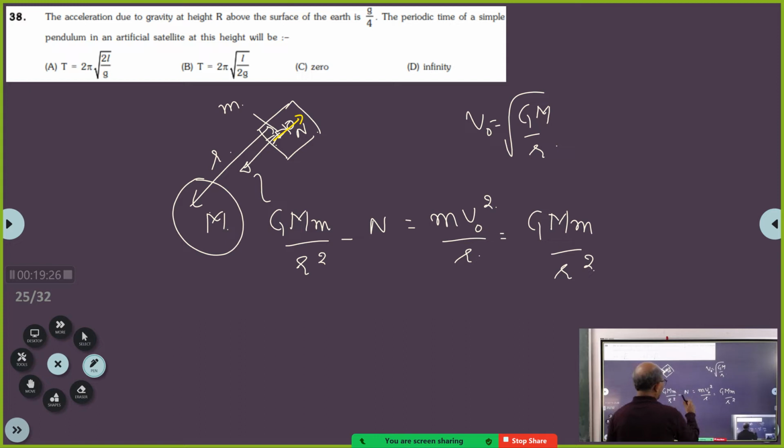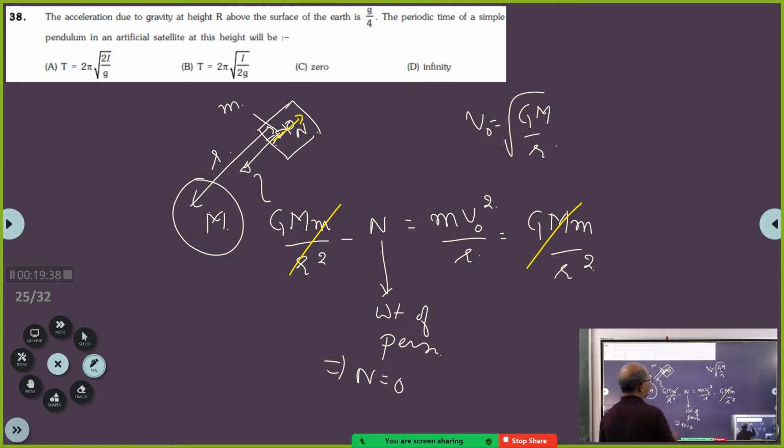Now, what is this N? N is nothing but the weight of the person. But if you see the left hand side and right hand side, this gets knocked off. This implies N is equal to 0. That is why this person will experience weightlessness. Weightlessness means that you don't need any force to arrest it from free falling. If you keep the body there, it will stay there only. So g inside it is 0. We have proved this: acceleration inside this is 0.